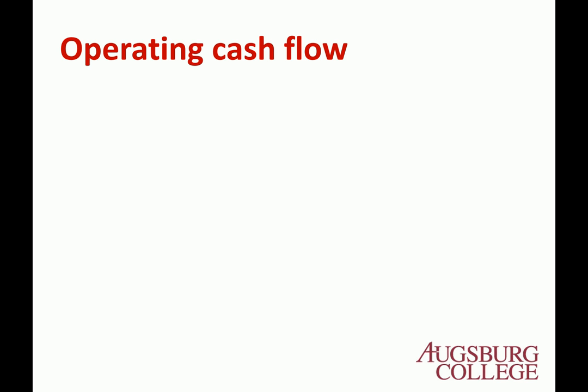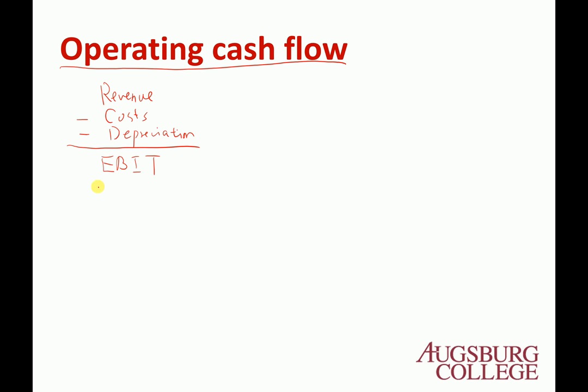The first one is the operating cash flow. To get the operating cash flow, we have to build the income statement, right? From revenues, there is cost and the depreciation. We have EBIT, earnings before interest and taxes. There's interest expense, and you subtract that, then you get the taxable income. It's also called the EBT, earnings before taxes. And then minus taxes, you have net income, right?